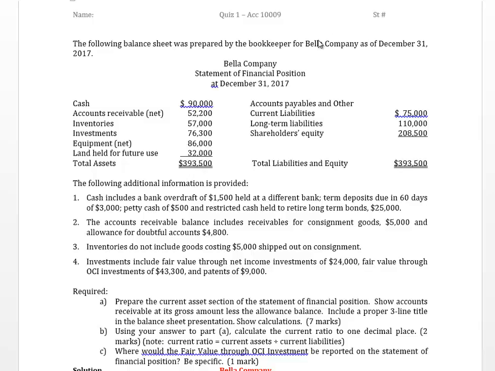So some of you may recognize this question. The data was a little bit different in the sense that even though it might look the same on the surface, some of the account names are different and some of the additional information is different. In this particular quiz, you'll notice that we had accounts receivable at net, which you know from previous courses means net of allowance, right? And we also had an account here called land held for future use.